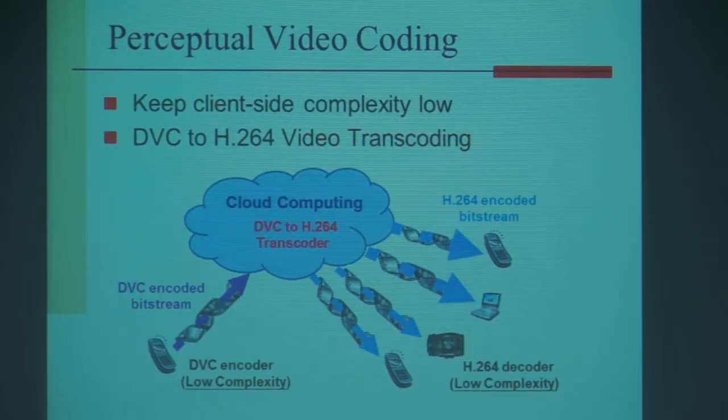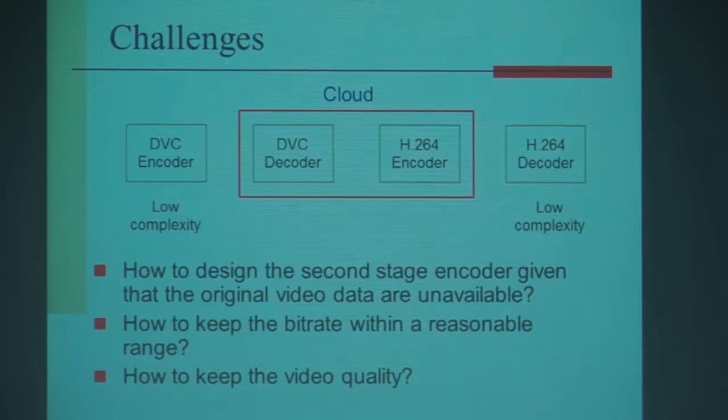I think most of you may have done that already. So what's new here? Now we try to apply this JND concept for the transcoding. And the reason is the following. Because for any transcoding, the main challenges are the following. First, how do you design the second stage encoder given that the original video data are unavailable? So this is the transcoding part.